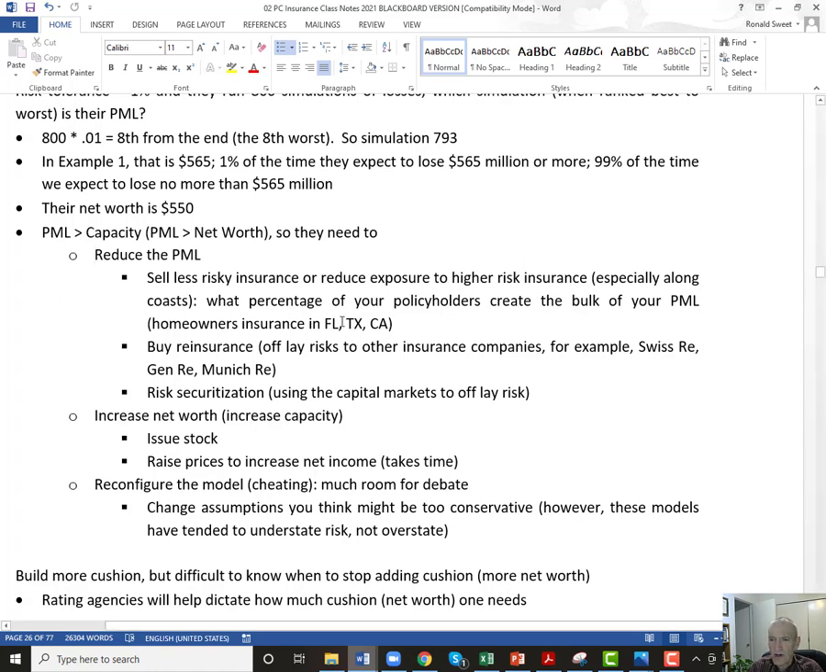So there's one, you can just do an analysis of which customers are creating the bulk of your PML, and with homeowners insurers, it's amazing that it's a very small percentage.